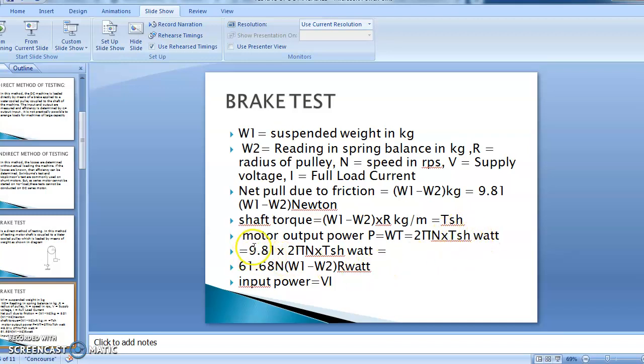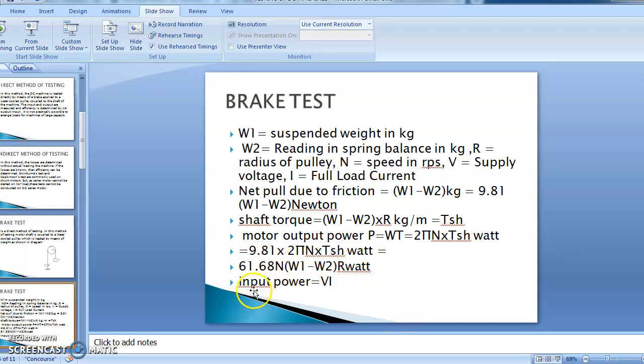So here again we can put this value directly, 9.81 into 2 pi n into T sh in watt, and this 2 pi n can be replaced by 2 into 3.14, multiplying this by 9.81, and we are getting 61.68 n into W1 minus W2 into R watt.